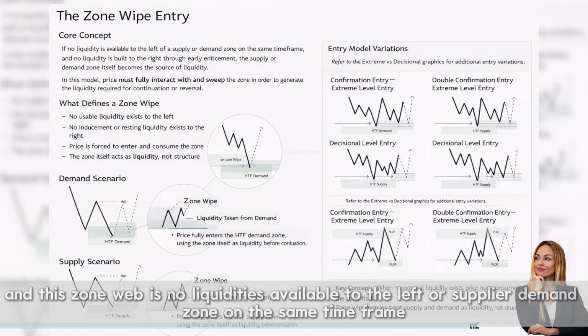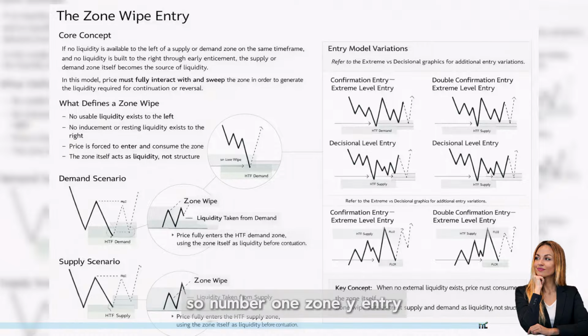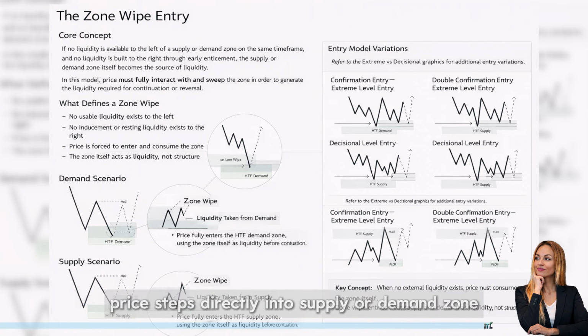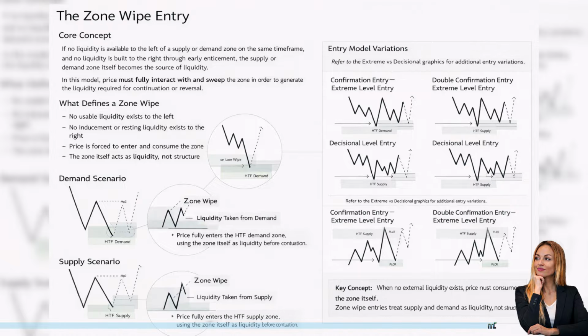And this zone wipe is where no liquidity is available to the left of the supply or demand zone on the same time frame, and no liquidity is built to the right in the form of early anticipation. The supply or demand zone can be used as liquidity. So number 1, zone wipe entry. In the absence of available liquidity, price steps directly into the supply or demand zone, causing that zone to be wiped or swept.